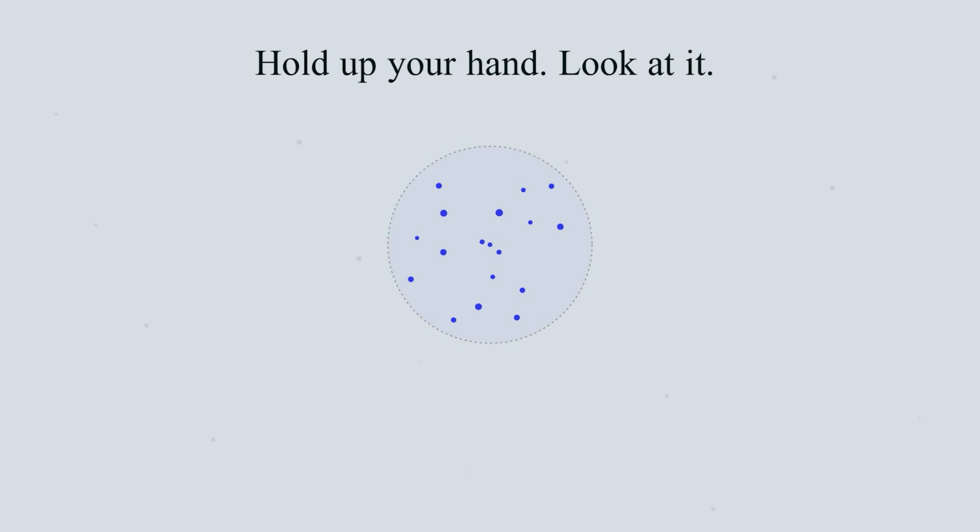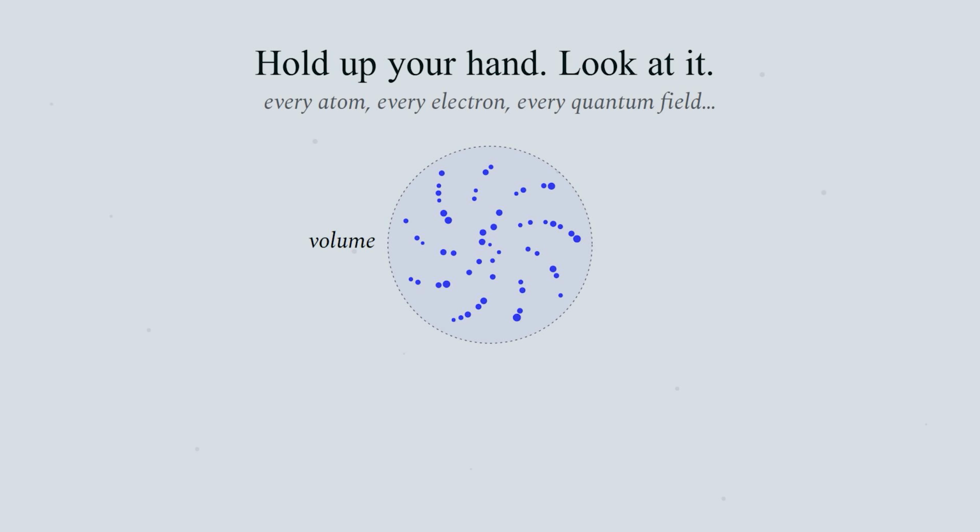Hold up your hand. Look at it. There is a number associated with that hand, the amount of information it carries. Every position of every atom, every spin of every electron, every quantum field that gives it shape, a staggering number. But here is what physicists in the 1970s started to suspect, that information is not really inside your hand.